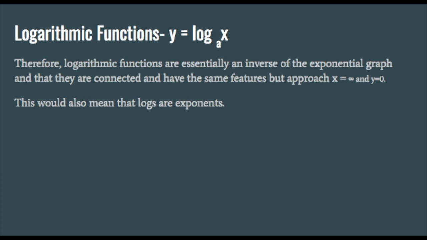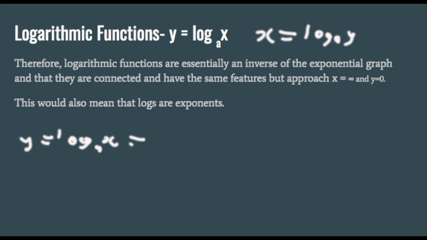So if we write out the exponential general formula next to it, we can actually see that the logarithmic functions are essentially an inverse of the exponential graph, and that they're connected and have similar features, except it approaches x equals infinity and y equals 0. This would also mean that the logs are exponents. So y equals log a of x would actually be connected to a to the power y equals x.